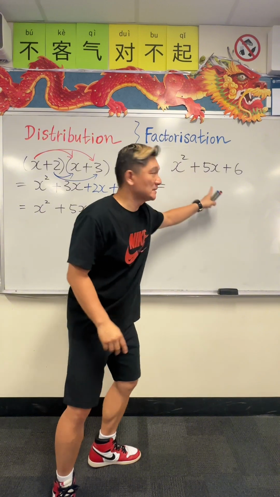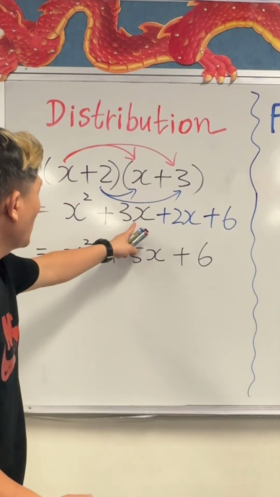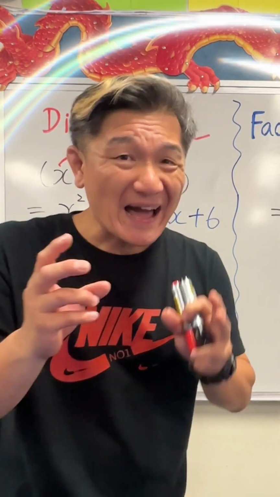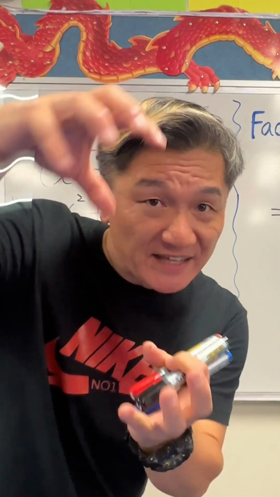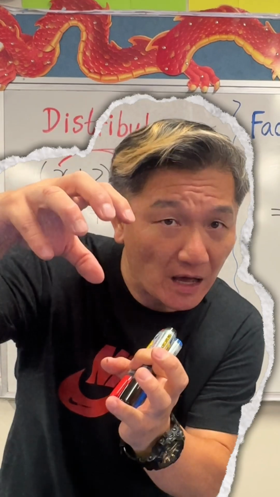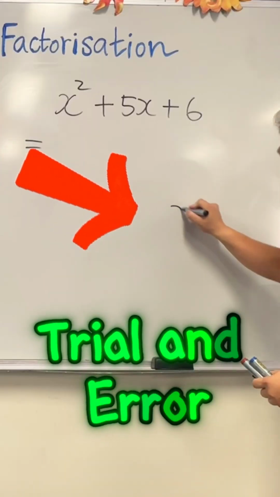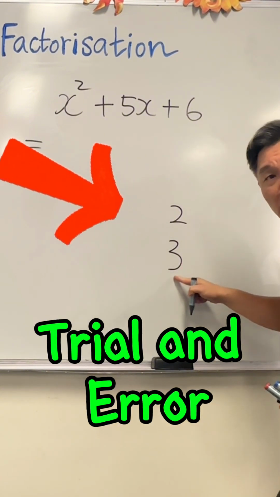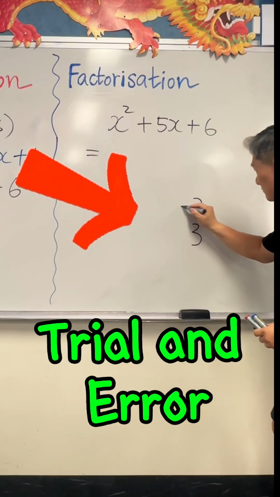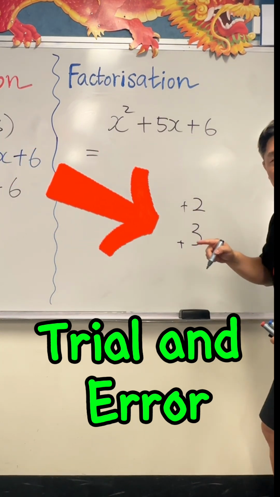First thing. Second thing, how do I get 5x, positive 5x? Well, that's the combination of 3x and 2x. This is the formula that you need to remember. What are the two numbers that multiplied together will give me 6? And when I add these two numbers together, they will give me 5. So if you think about it, 2 times 3 will give me positive 6. And 2 plus 3 will give me 5.